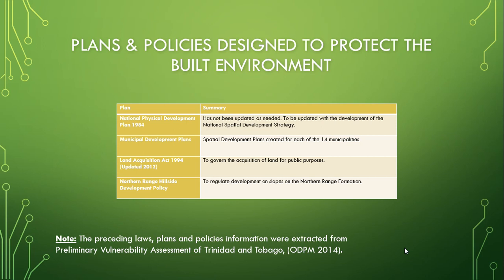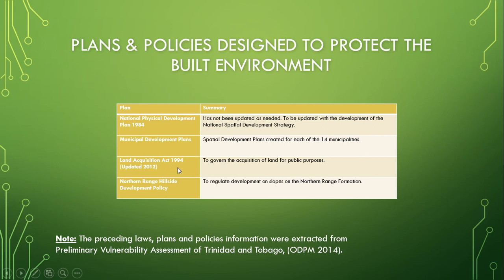Plans to protect the built environment include the National Physical Development Plan. Now this plan is an old plan and it had not been updated as was intended. It has been replaced, as would have been mentioned in a previous lesson, by the National Spatial Development Strategy. We also have municipal development plans, where individual spatial development plans are created for each of our 14 municipalities. Those are our regional corporations.